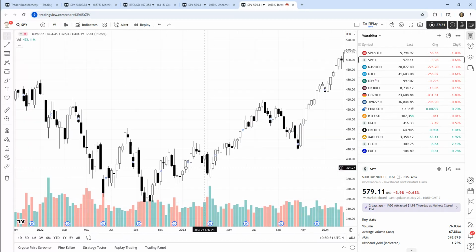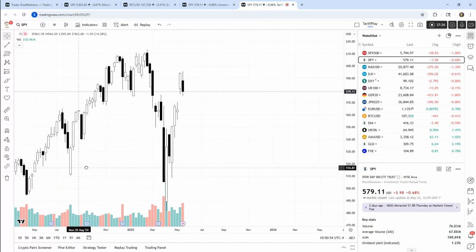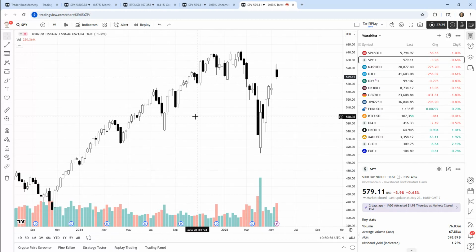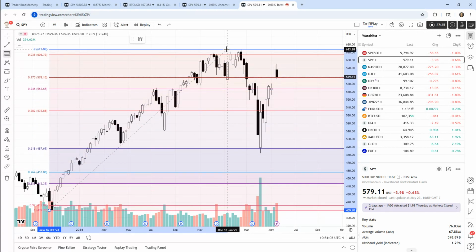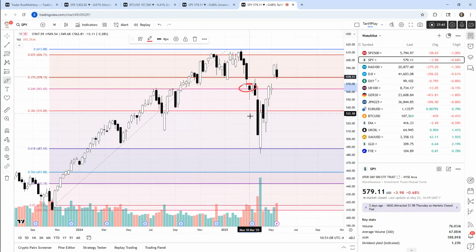Remove all my drawings, come back over here. Let's get to where we're at. Here's our weekly. So here's our big draw from this low up to this high. Here's our breakdown below our 25 level. Perfect. It rolled down to the 618 level. This actually hit the target. Okay, great. Now we're coming back up.